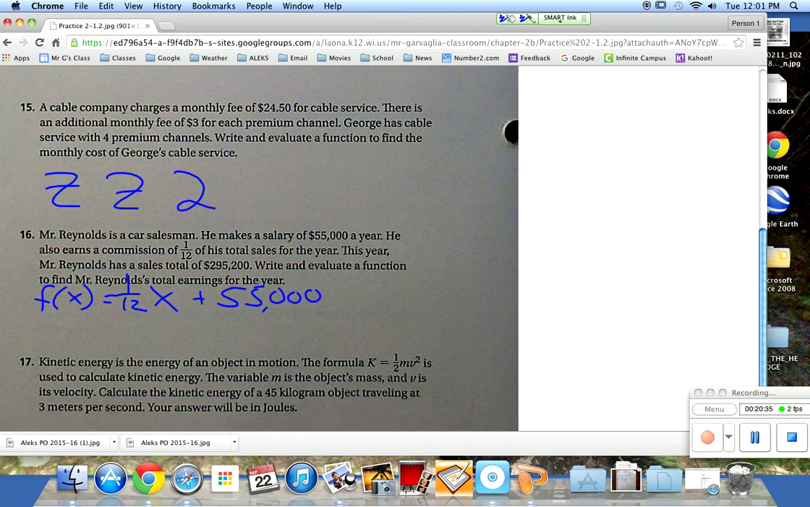Okay. So this is my equation. No matter what my sales are for the year, if the dealership has this equation, they can figure out how much this person makes, right? What if I turned around and I said, I want to know what the sales were for the month? What would I do? What would I have to do? No. How many months are there in a year?